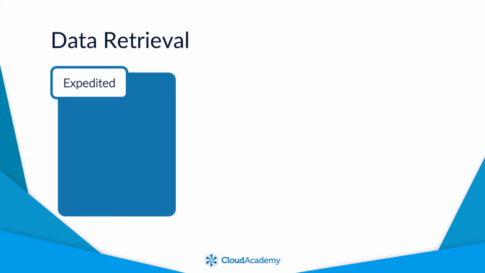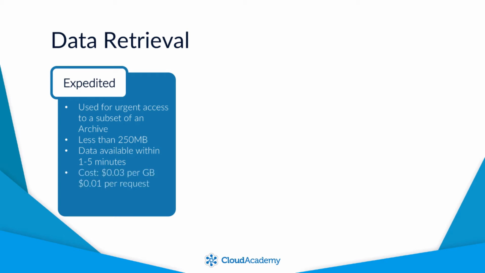Expedited. This is used when you have an urgent requirement to retrieve your data, but the request has to be less than 250 meg. The data is then made available to you in 1 to 5 minutes, and the cost for this service is based upon 3 cents per gig and 1 cent per request. Standard.